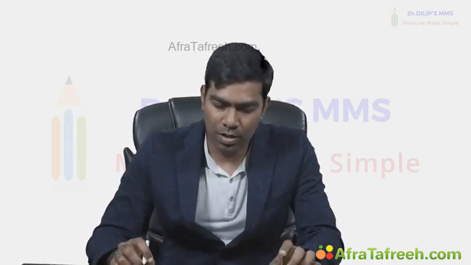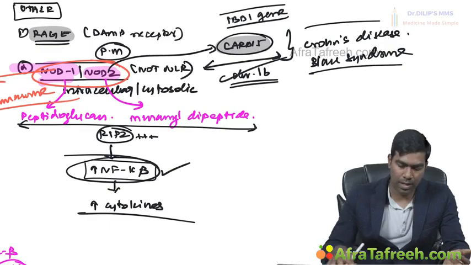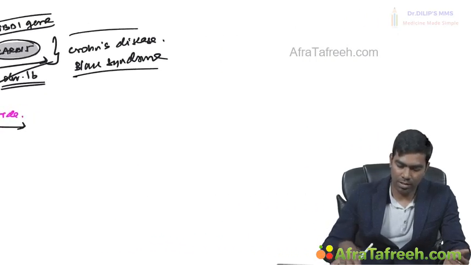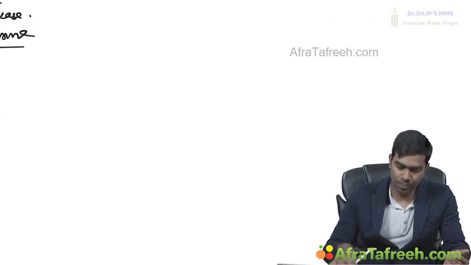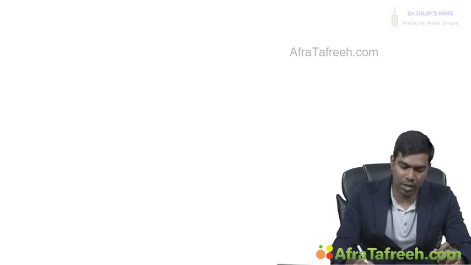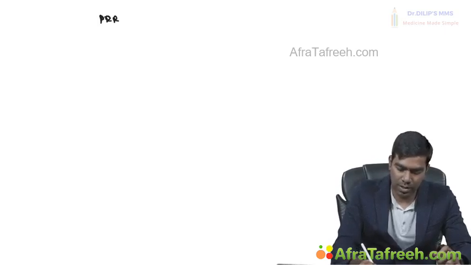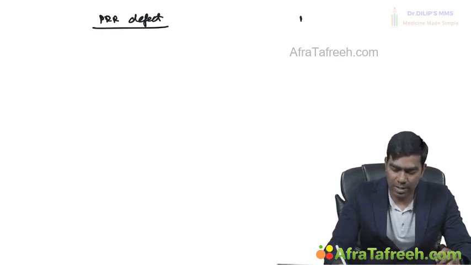So once we have understood all these things, let us see the diseases that are caused due to PRRs. First, let us see this is due to PRR defect and deficiency. For example, if a certain PRR is defective or deficient, what will be the diseases that you will get? I mean, what could be the infection susceptibility.